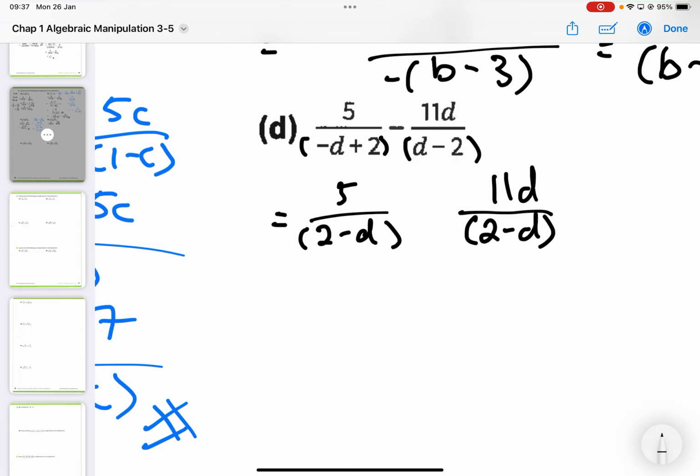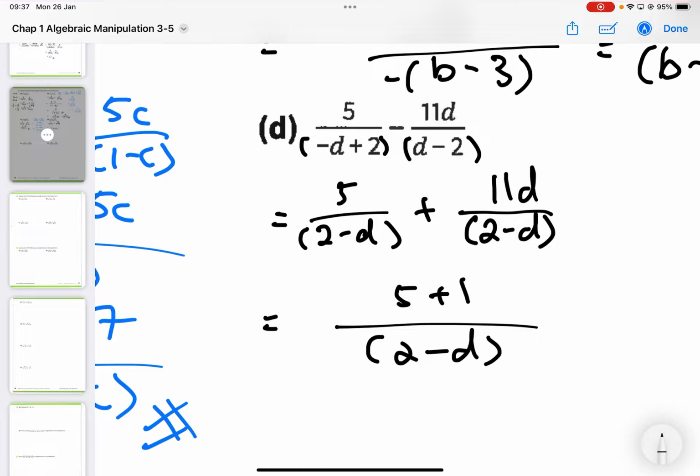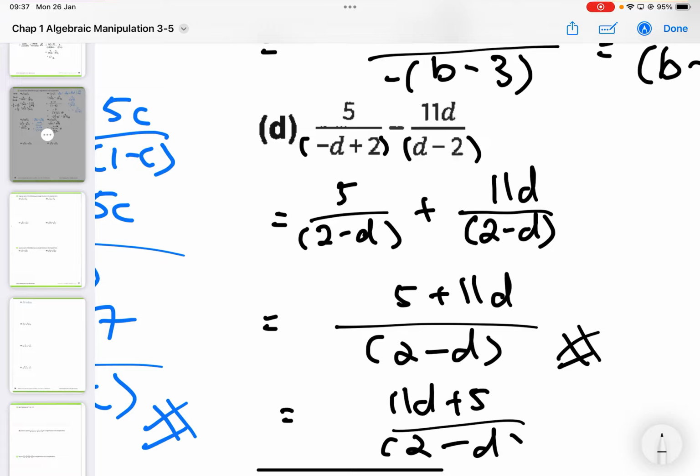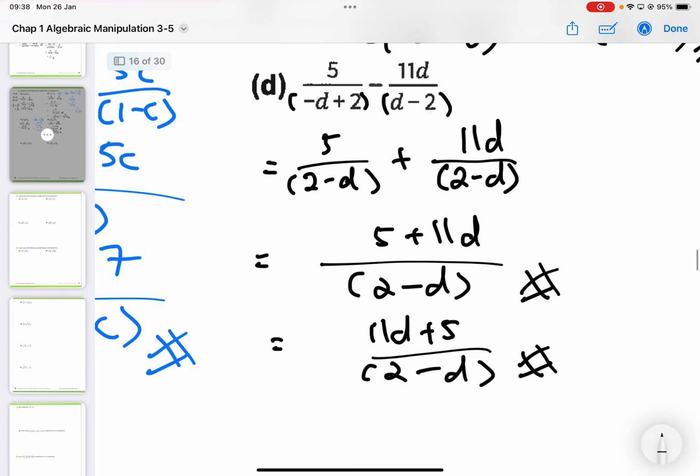I take out a minus, and this minus will change my minus in between to become plus. Okay? Answer. Or you can put your 11d in front also can. Okay? So I told you last lesson, this question 3 is all making use of changing sign.